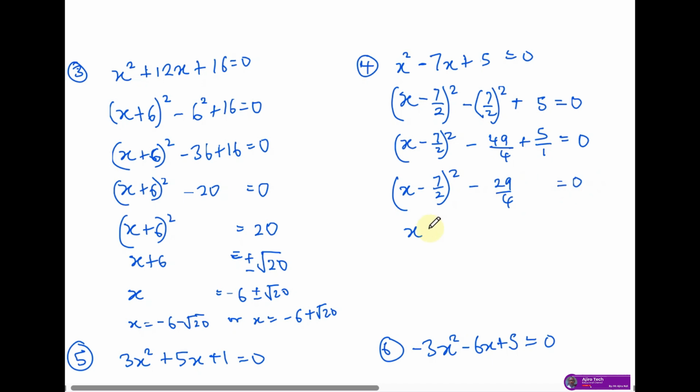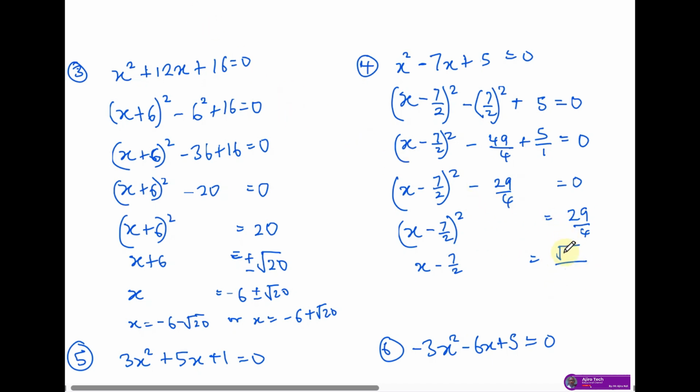So I take this across. So x minus 7 over 2 squared becomes positive 29 over 4. Okay, this one is still squared. So x minus 7 over 2 becomes square root of 29 over square root of 4, which happens to be 2, so this can become 2.